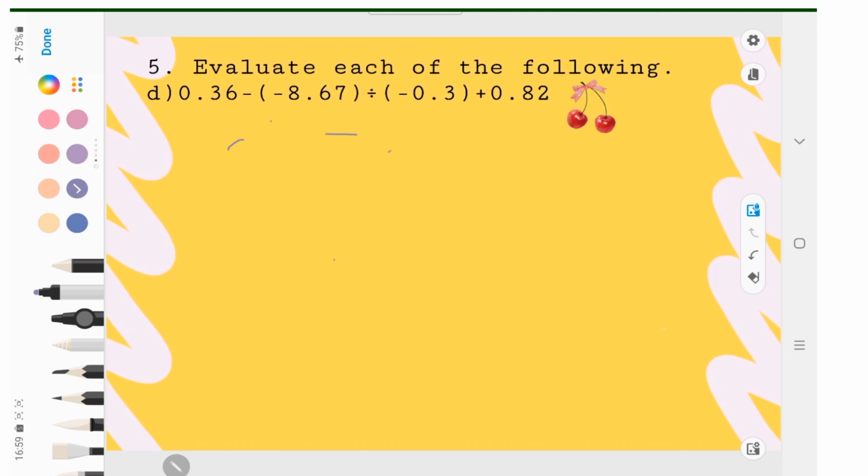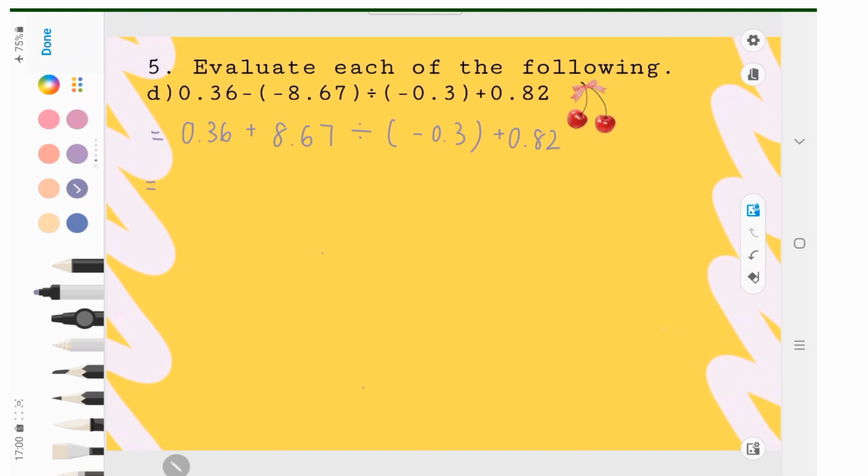D. Evaluate each of the following. 0.36 minus negative 8.67 divide negative 0.3 plus 0.82. So negative and negative symbols together, it will become positive. 0.36 plus 8.67 divide open bracket negative 0.3 close bracket plus 0.82.